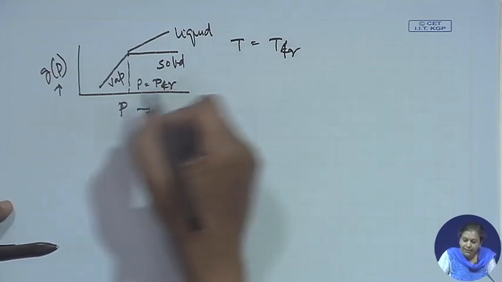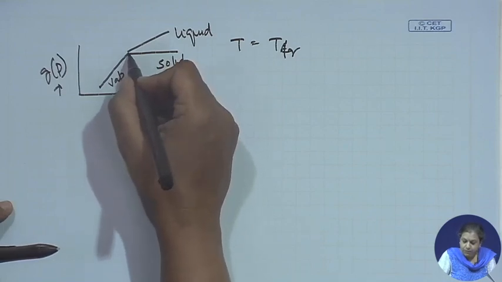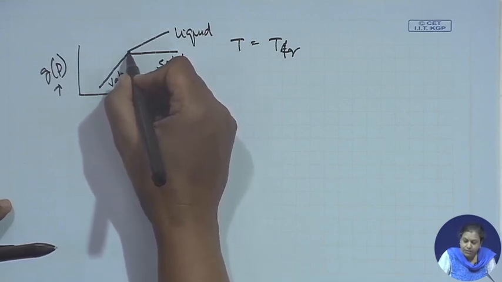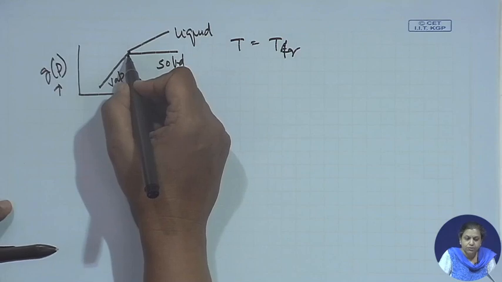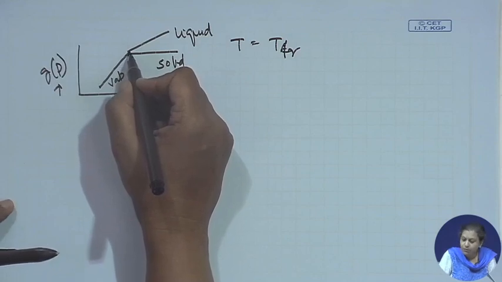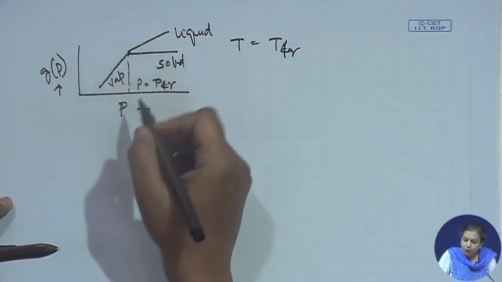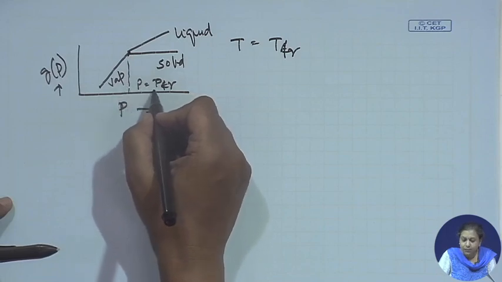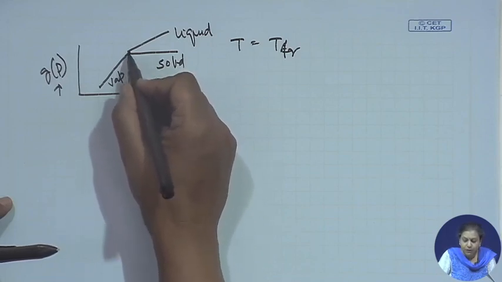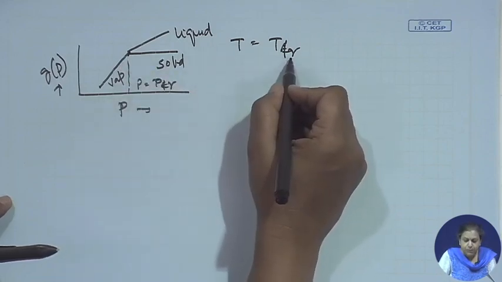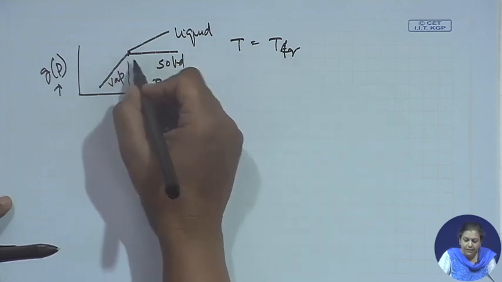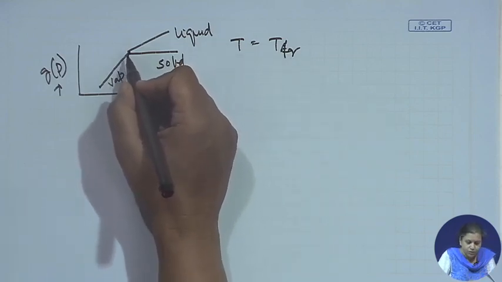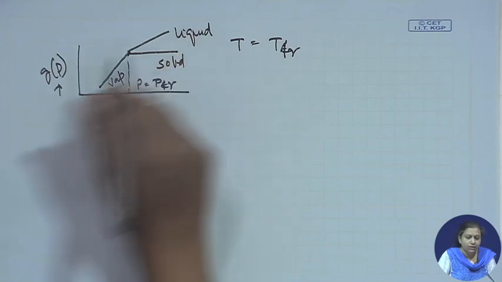We find that at P equals to P triple point, all the three phases have got the same Gibbs free energy, so all of them are equally probable of existence. But once we start increasing the pressure from the triple point pressure at the triple point temperature, we find that there is greater likelihood of the solid to exist over the liquid phase.